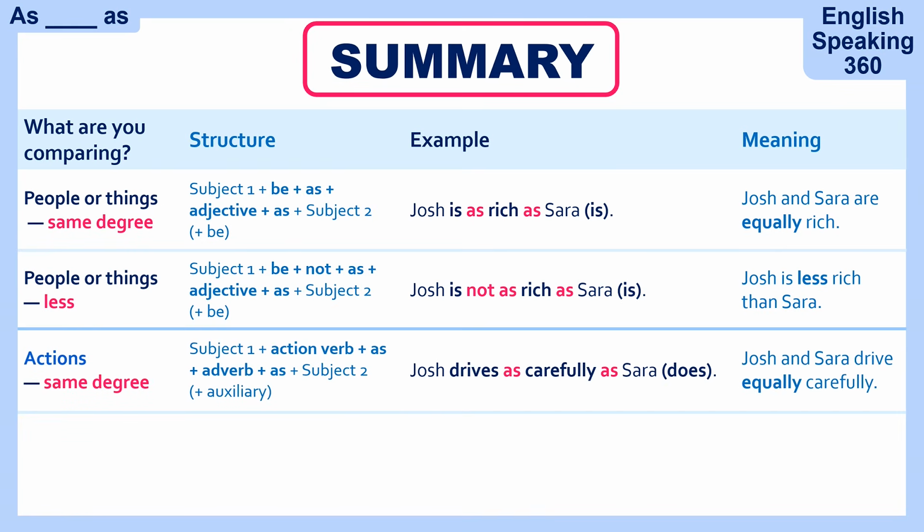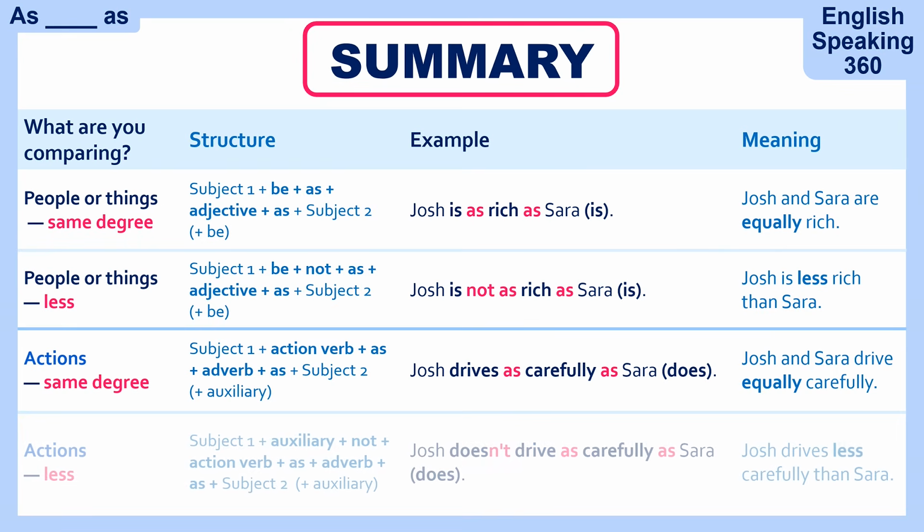If you're comparing actions that are at the same degree, so they're done the same way, you can say Josh drives as carefully as Sarah. Josh and Sarah drive equally carefully. But if you're comparing actions and one person does it less than the other, you can say Josh doesn't drive as carefully as Sarah. Josh drives less carefully than Sarah. Take a screenshot. This is super useful.